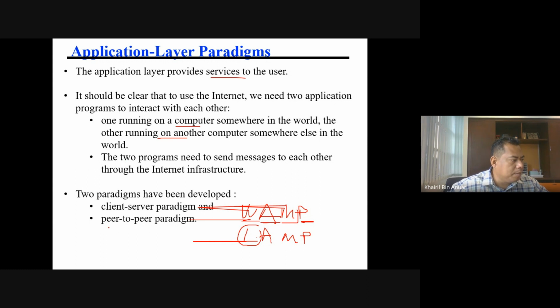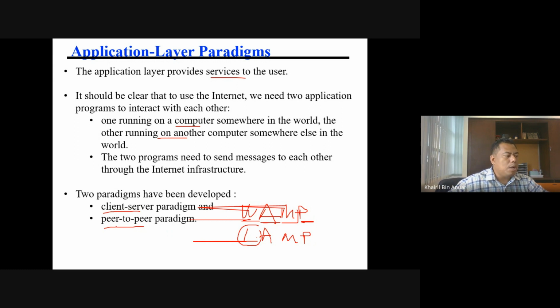And there are two paradigms. The first one is what we call the client-server. This is the basic web server, where you have your server and then you have your clients connected to the server. And then we have a peer-to-peer paradigm. Here it means a point-to-point connection, like if you have done a Bluetooth connection, it is directly between the devices, right?